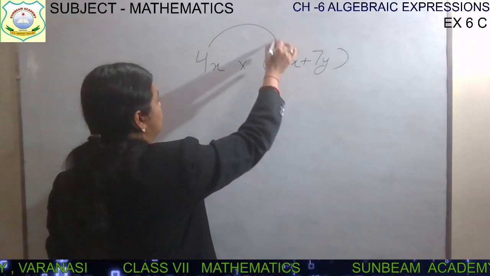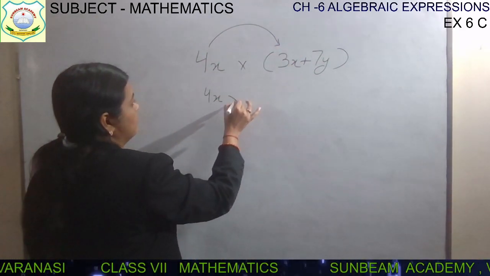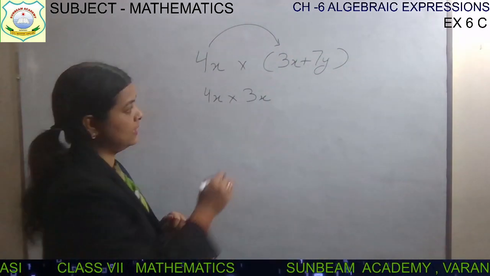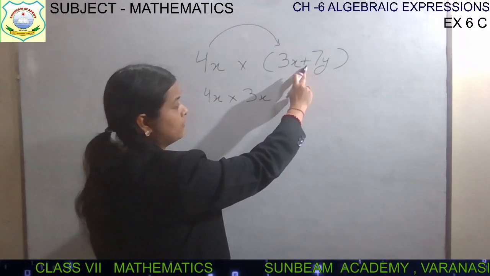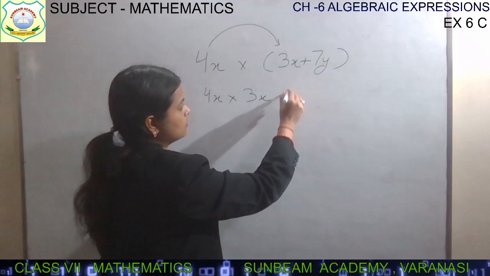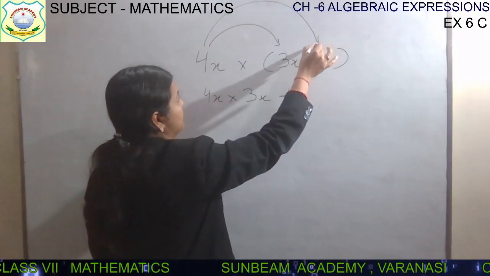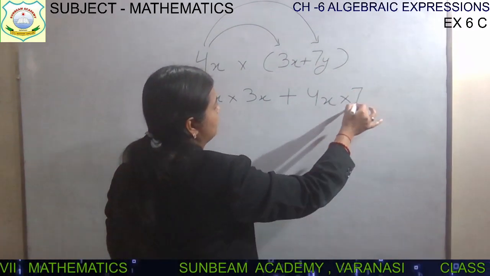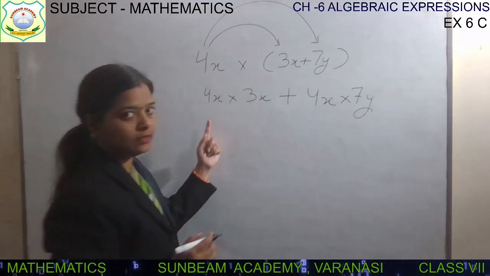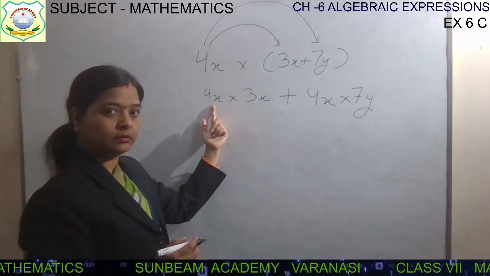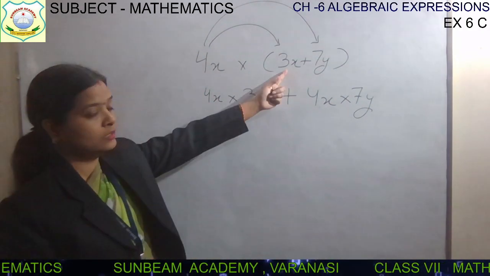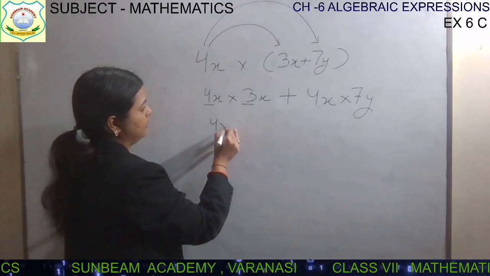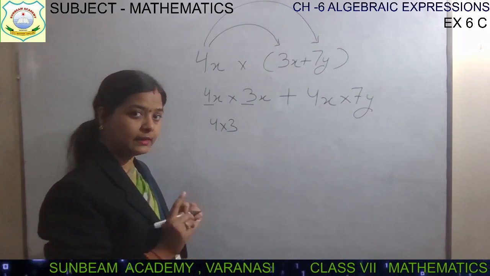Like 4x will multiply with 3x first. Then we will put this sign which is inside the bracket. This is positive, so write plus. Then 4x will again multiply with the second term. Now you can see you have one term here and one term here of this binomial. Now we will multiply 4 into 3. Numbers will be multiplied side by side.